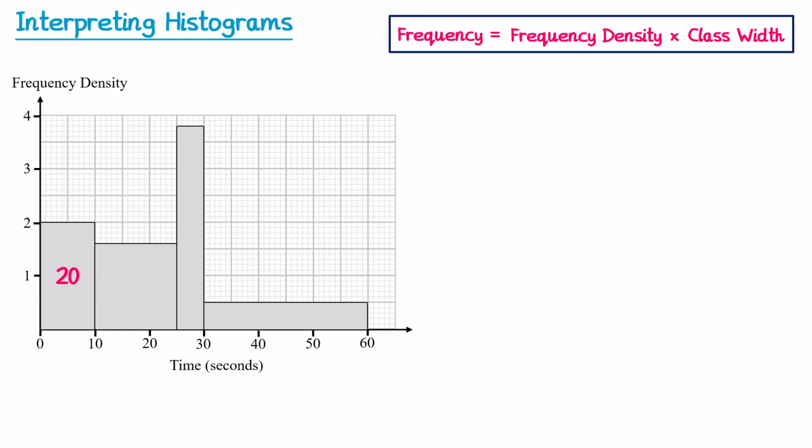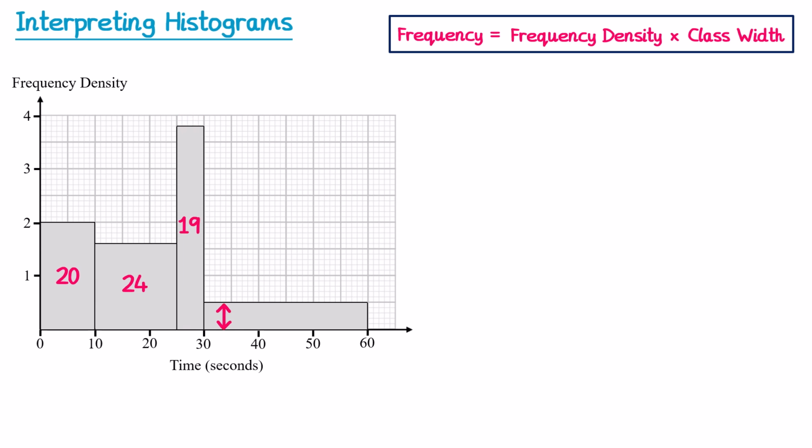Let's try this for the other bars as well. So for the next bar, the frequency density this time goes up to 1.6, and the width of the bar goes from 10 all the way to 25, that's 15. If you multiply 1.6 and 15, you end up with 24. So there's 24 people in the second bar. For the next bar, this one's really tall, so the frequency density goes all the way up to 3.8, and the width of the bar is very narrow this time, it just goes from 25 to 30, that's a width of 5. If you multiply 3.8 and 5, you end up with 19.